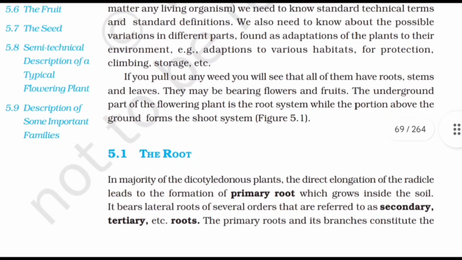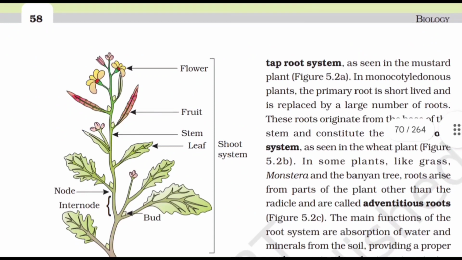5.1 The root. In the majority of the dicotyledonous plants, the direct elongation of the radicle leads to the formation of the primary root, which grows inside the soil. It bears lateral roots of several orders that are referred to as secondary, tertiary, etc. roots. The primary roots and their branches constitute the taproot system, as seen in the mustard plant. In monocotyledonous plants, the primary root is short-lived and is replaced by a large number of roots. These roots originate from the base of the stem and constitute the fibrous root system, as seen in the wheat plant.